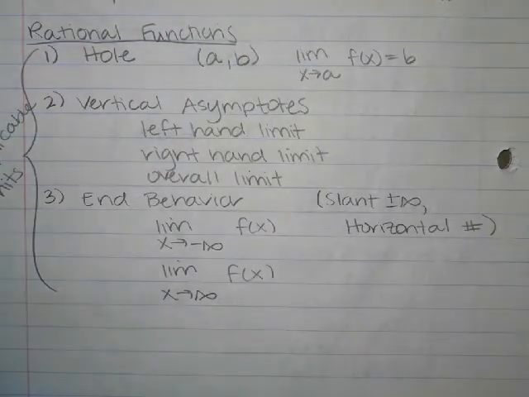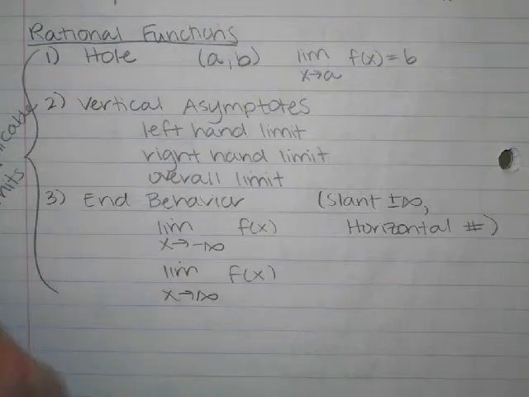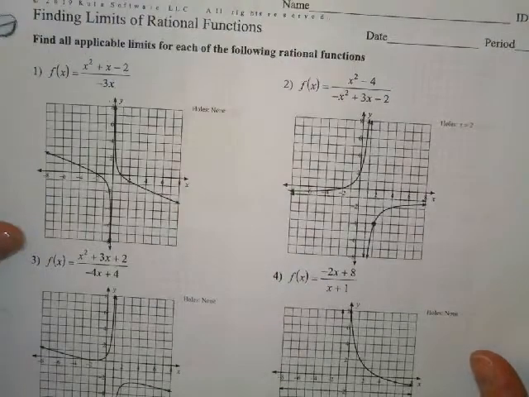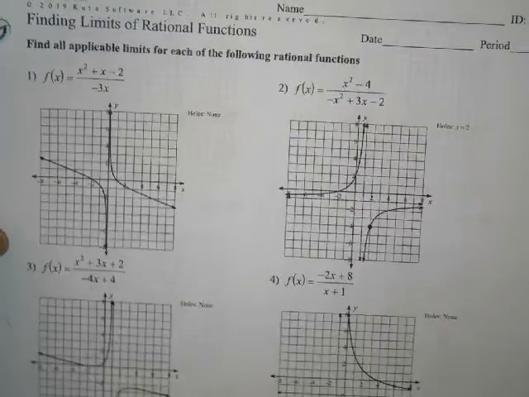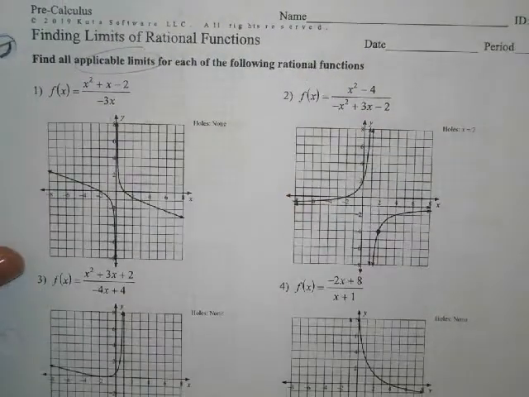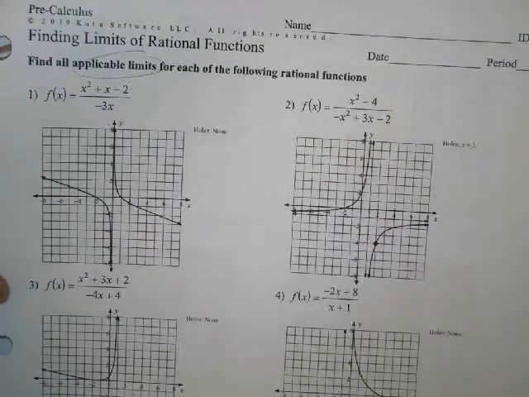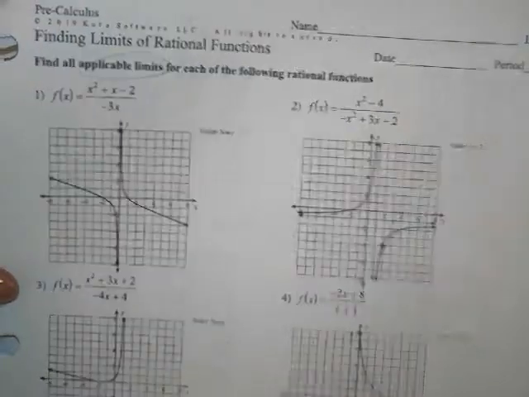All right, so in your packet, you are going to flip to the next page. And it looks like this. And we are going to find all the applicable limits for each of the following, which means we're going to look at holes, we're going to look at vertical asymptotes, we're going to look at the end behavior.